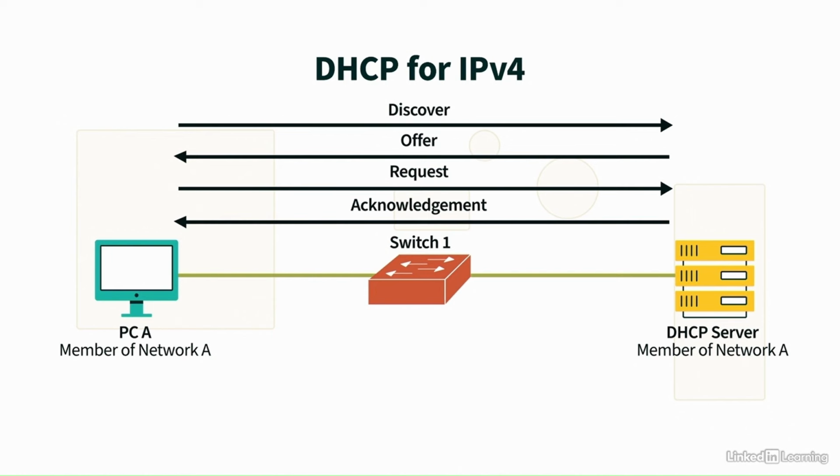The acknowledgement message provides PCA with its IP address, subnet mask, default gateway, and maybe other parameters, such as the address of a DNS server.